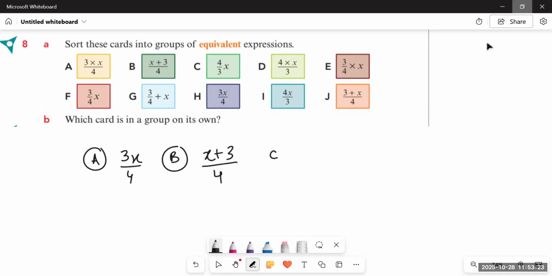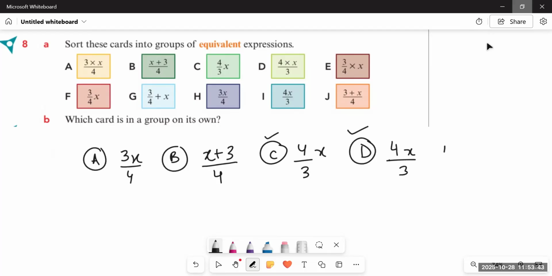Part C is 4 over 3. So 3 over 4 and 4 over 3 are not the same. One of them is an improper fraction and one is a proper fraction. Then comes D. So D is 4x upon 3. Okay, so part C and D are the same.